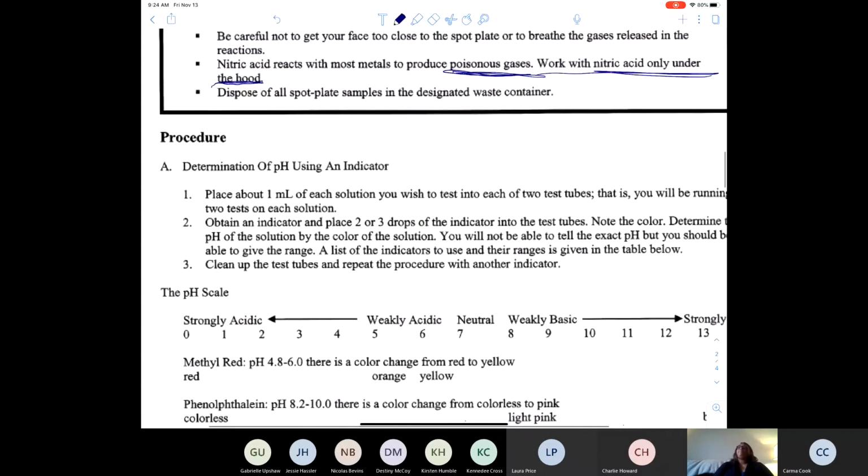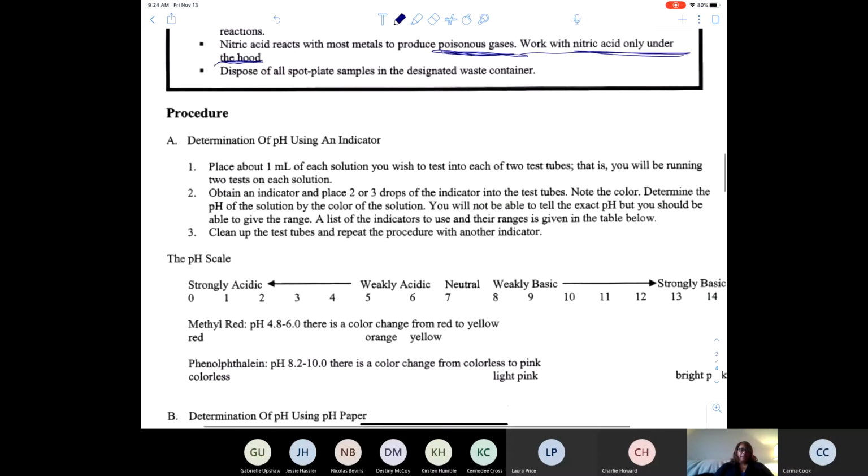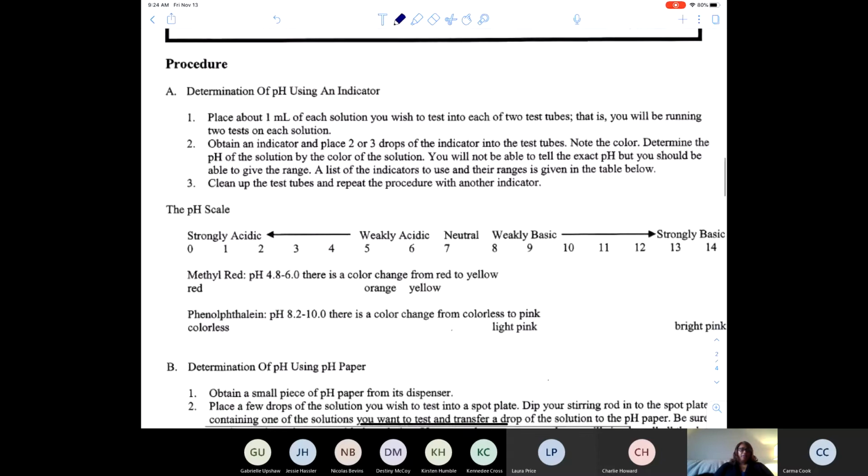And so those were some of the safety precautions that we would be very mindful of if we were actually in the lab. Now to quickly go over the first part of the procedure before I send you to your group meeting rooms to watch the videos and view the pictures. The first part of the experiment is determining the pH using the 3 different methods. The first method is using 2 different indicators.